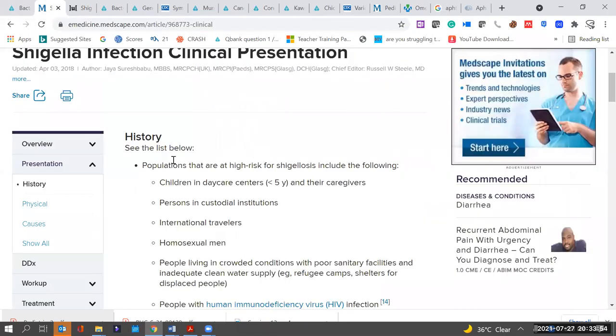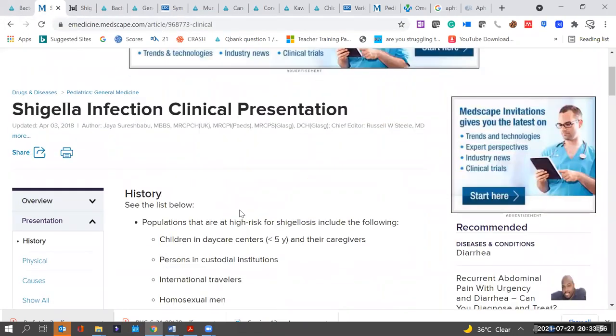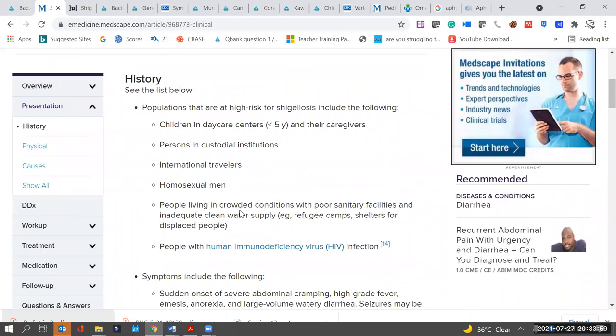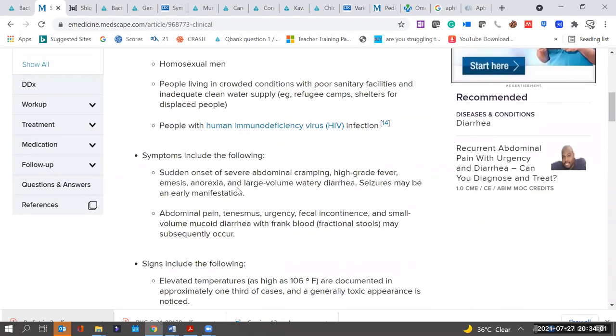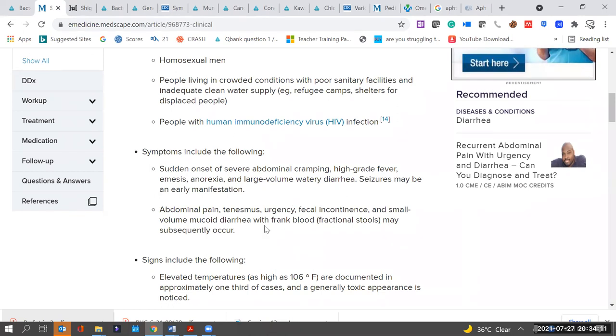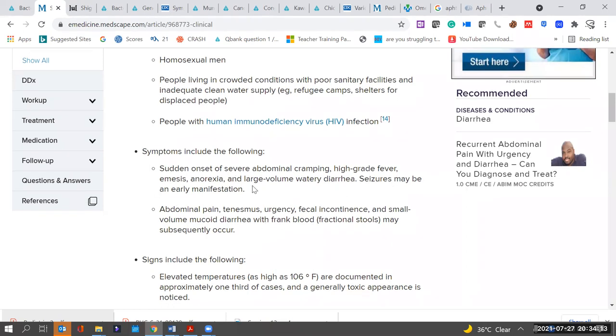Here I just want to show you another Shigella infection from the scan. Here I wanted to show you the symptoms. See, sudden onset of severe abdominal cramping, high grade fever. That's why children can have this tonic-clonic attack. Emesis, anorexia, weight loss can be there, and seizures may be an early manifestation. Please remember this point: seizures are the most common complication or early manifestation where children can present suddenly after this bloody diarrheal attack. So, of course, abdominal pain and everything.